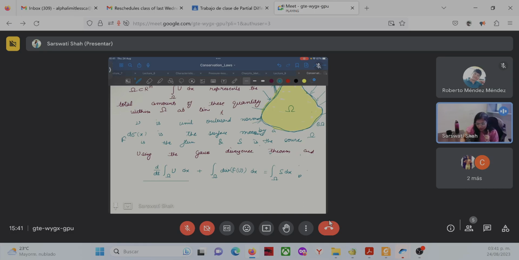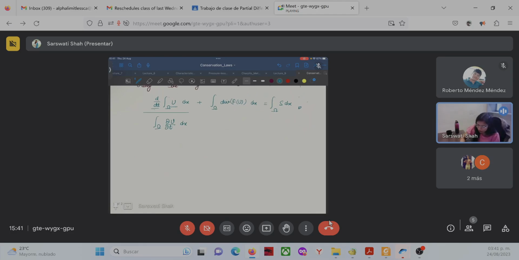Now we will use the fundamental theorem of calculus for the first term. If we are taking the derivative with respect to time, it will pass inside, giving del u over del t dx, and the derivative will apply on the lower limit and on the upper limit. We are assuming that the boundary is fixed, so the derivative of a constant quantity is going to be zero. What does the fundamental theorem of calculus say?